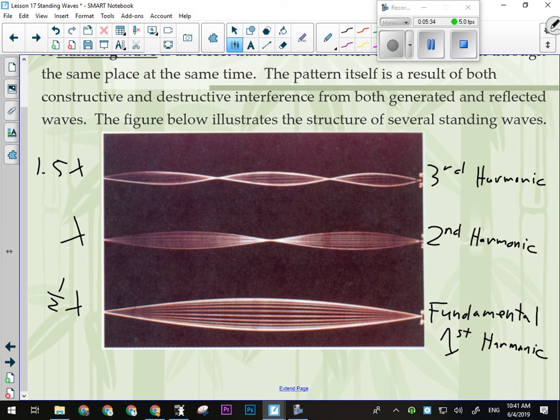Most of the time, no. Most of the time it's the harmonic, because most of our math has to do with the fundamental frequency.